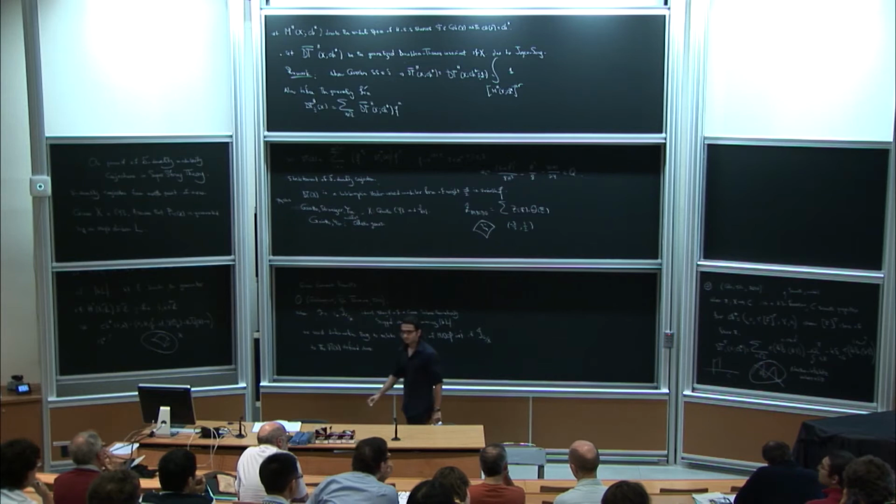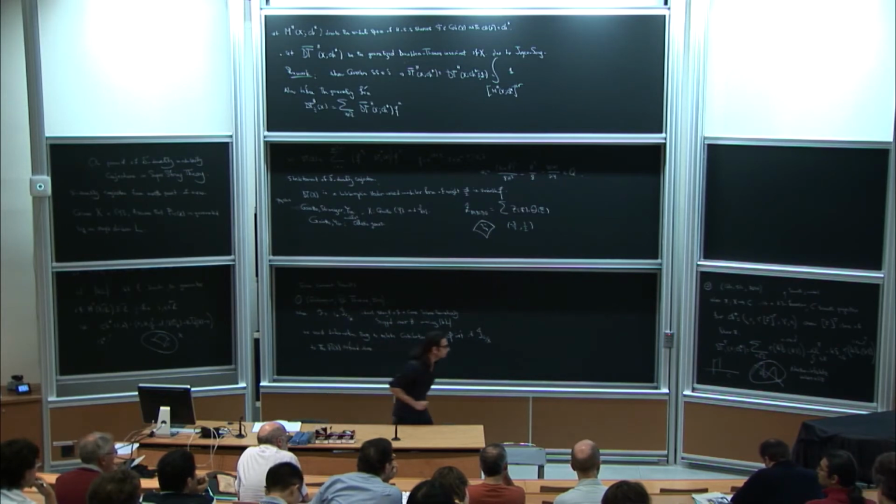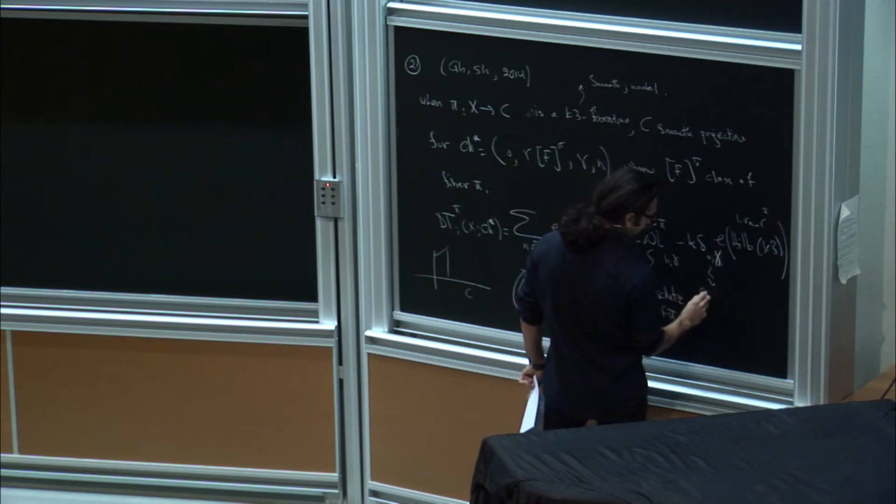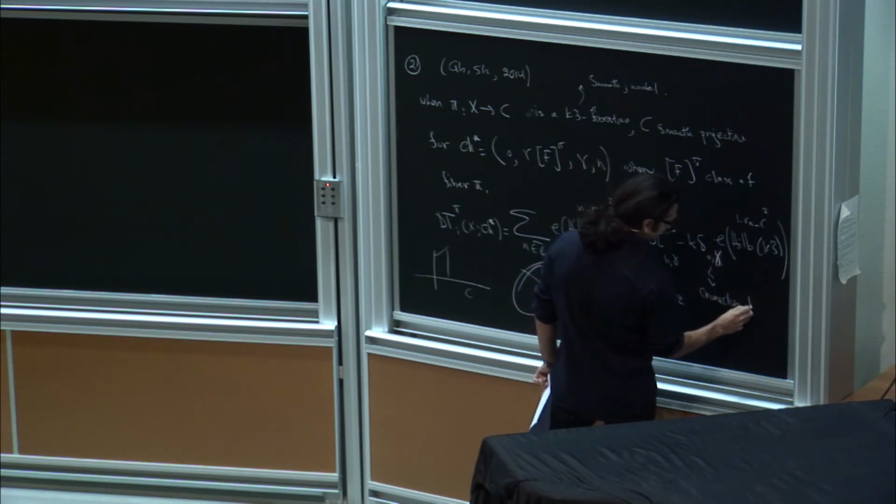What is delta? Kronecker delta. So, delta is your delta, comma. This is Kronecker delta.